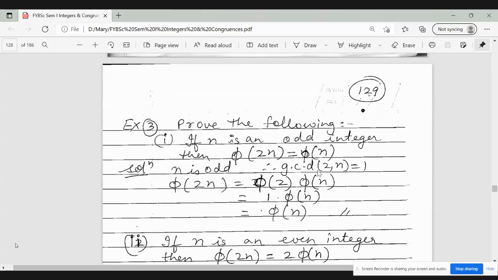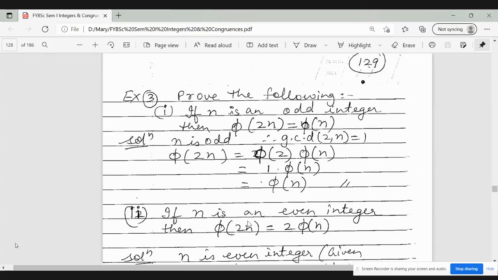Some more results are there here. Small results. See, if n is odd, then show that phi of 2n is phi of n. N is odd, 2 is even, so GCD of 2 and n is 1. So I can again apply phi of 2 into phi of n, because n is odd and 2 is even. And phi of 2 is 1. So I'm getting phi of 2n is phi of n when n is odd.